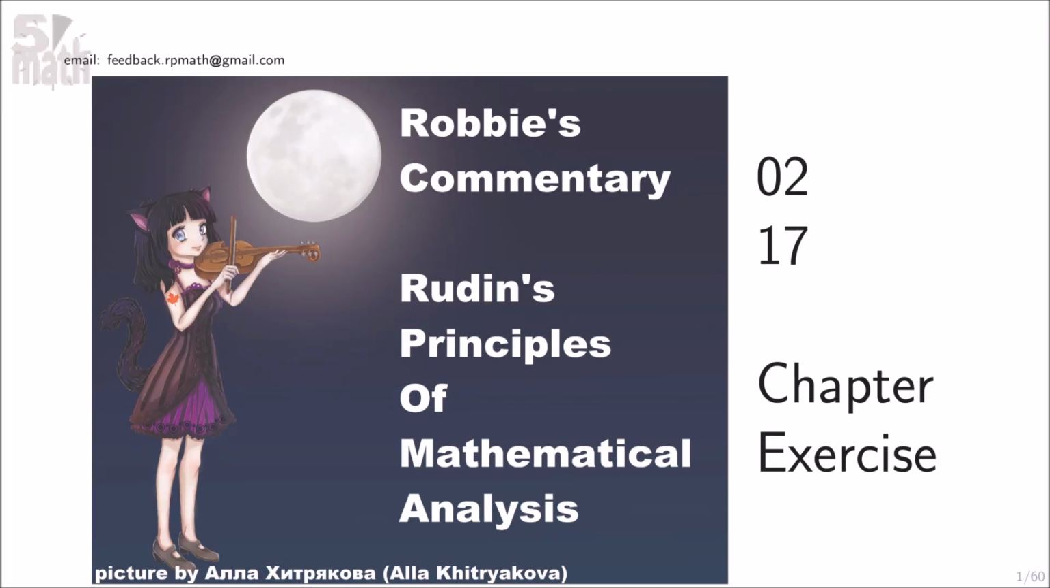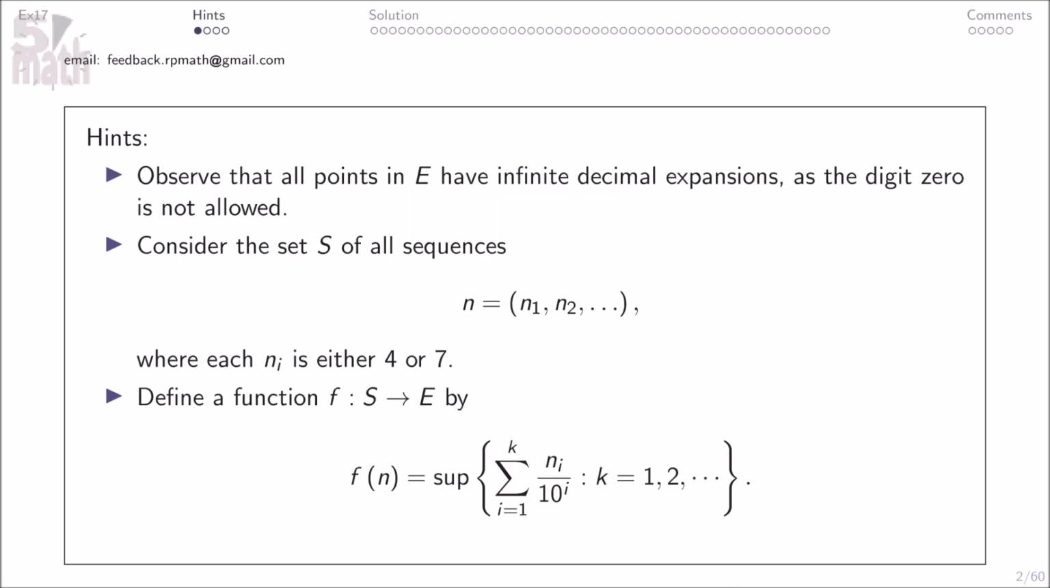Chapter 2, Exercise 17. Hints. Observe that all points in E have infinite decimal expansions, as the digit 0 is not allowed.